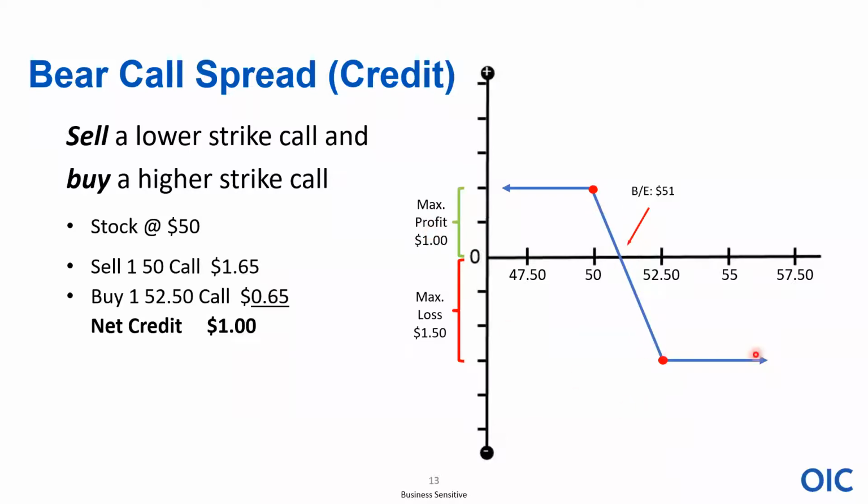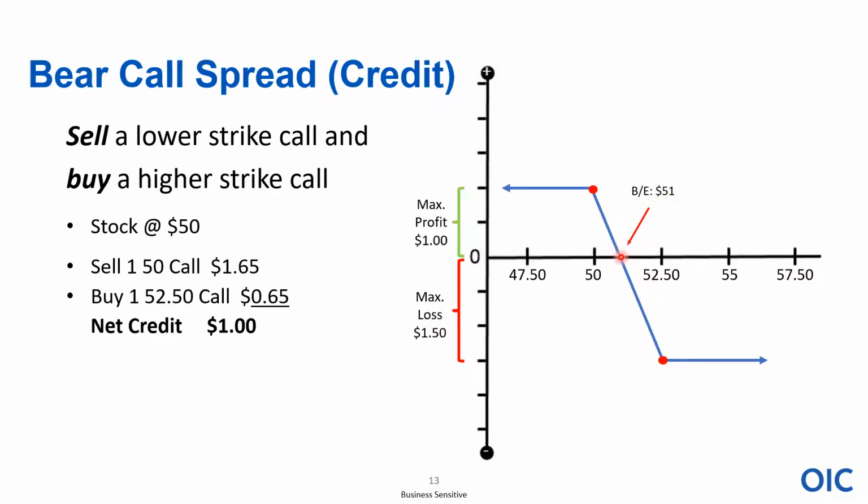If the stock goes above the higher strike price, both options are subject to exercise and assignment. You are short the 50 call, selling shares at that level. You're long the 52 halves. You can buy them back there, giving $1.50 back to the market. We received $1 up front. There's max loss of $0.50. Break even point is 51.